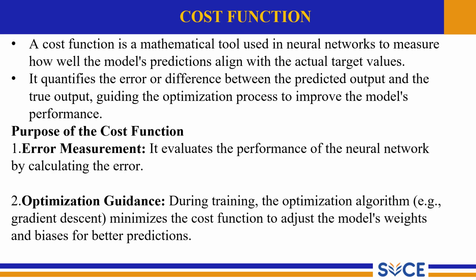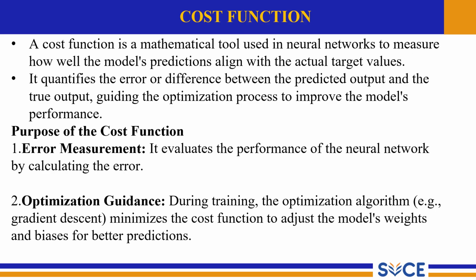So next one is the cost function. A cost function is a core concept in neural networks. It's a mathematical tool that tells us how well the model's predictions match the actual target values. In simple terms, it measures the error, the difference between what the model predicts and what it should have predicted. This measurement is crucial because it guides the model during training. The purpose of the cost function can be broken down into two main points. The first one is error measurement and the second one is optimization guidance.